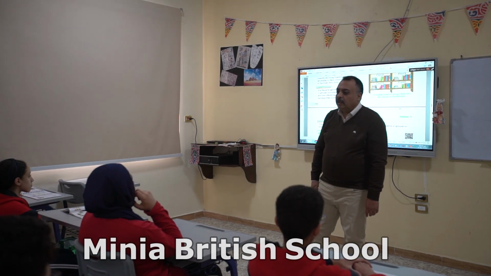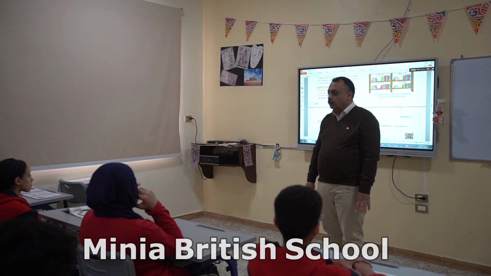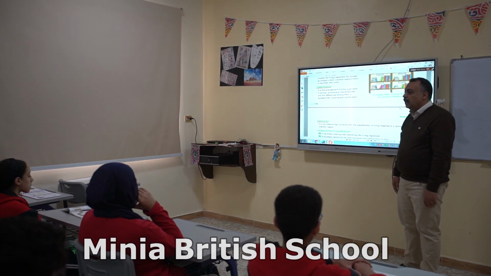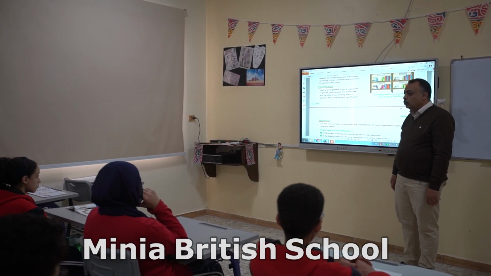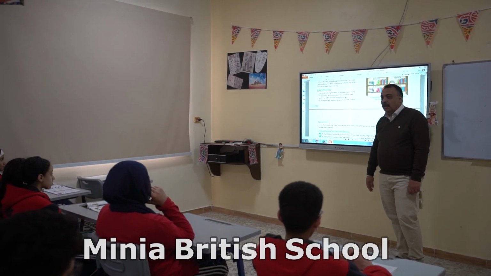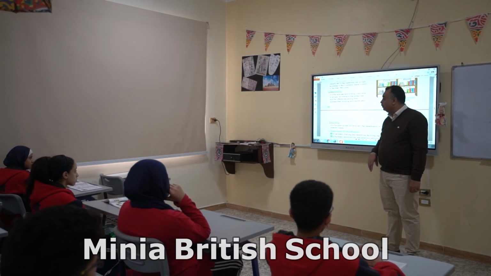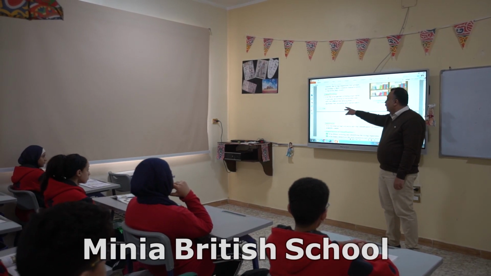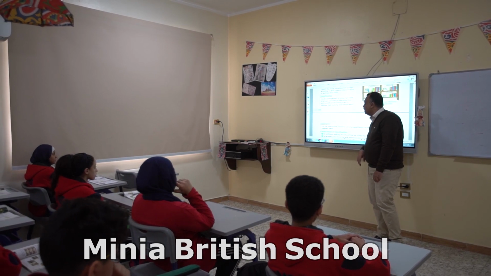We will talk about classification of living organisms, which is also called taxonomy. The classification of living organisms, or taxonomy, is the science of classification of living organisms according to scientific basis of similarities and differences. Here we will talk about the definition of classification. It is the arrangement of living organisms in groups according to similarities and differences among them to facilitate their studying and identification.